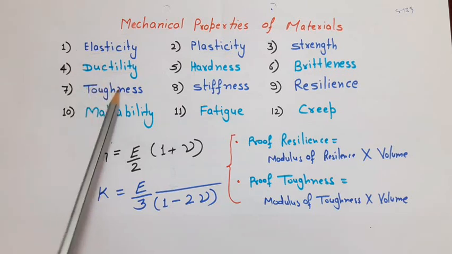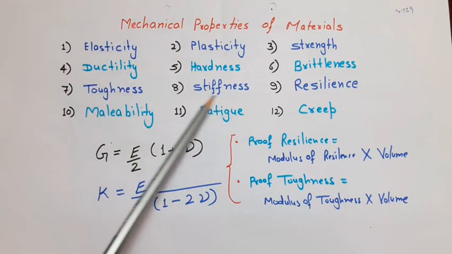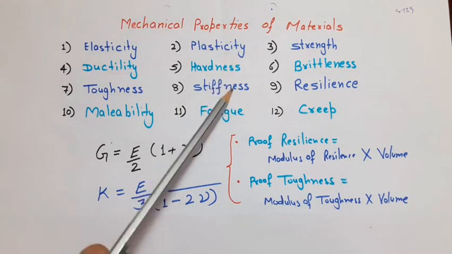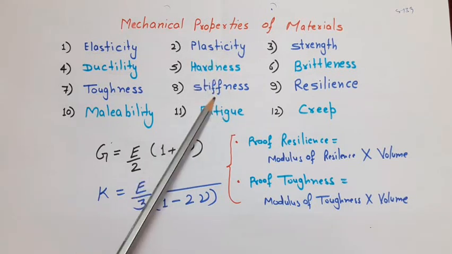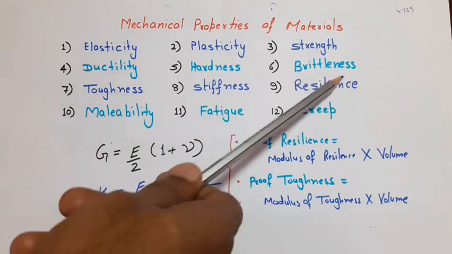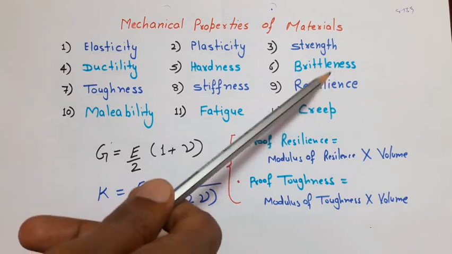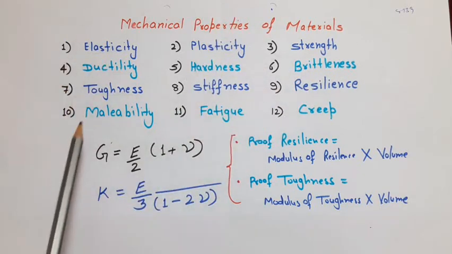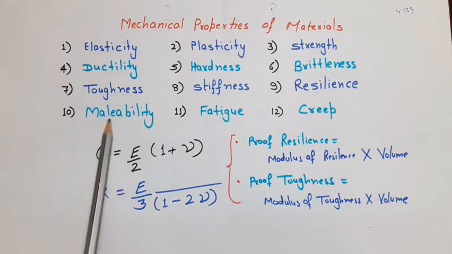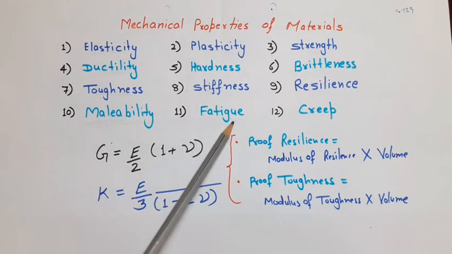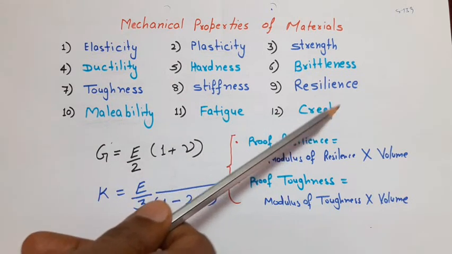After that, we also know about stiffness, which is the resistance to any deflection or deformation in the material. Then we also studied resilience, which is the property of a material to store energy and recover it back on unloading. Then we also know about malleability, which is the property of a metal to be converted into sheets. We have also discussed creep, which is the strain under constant loading.